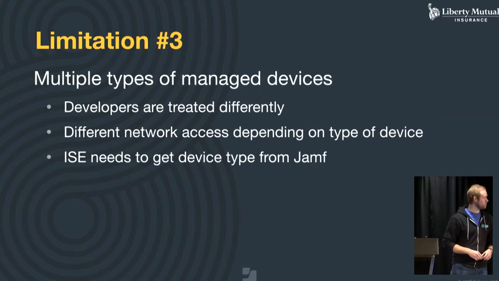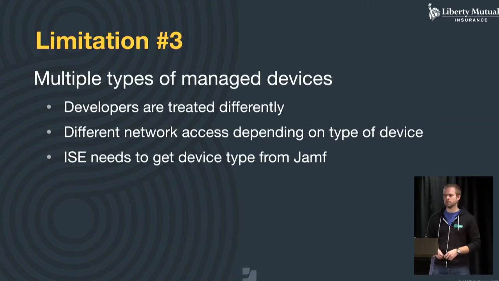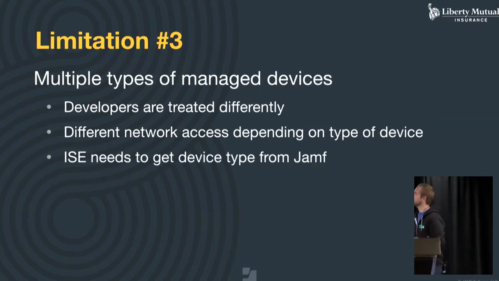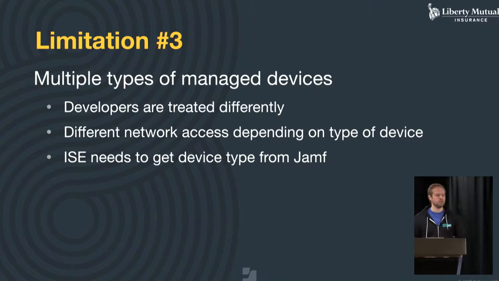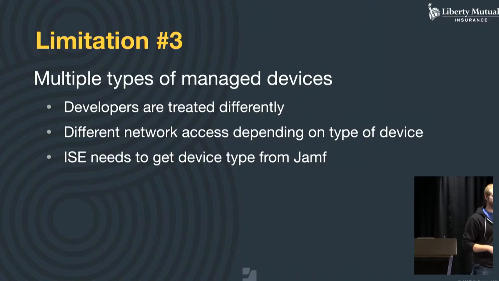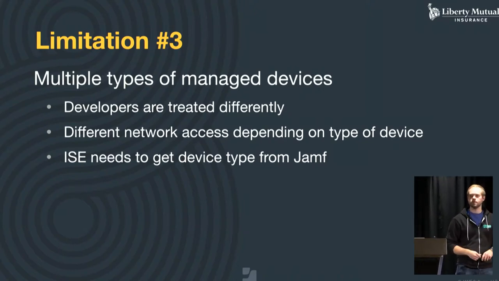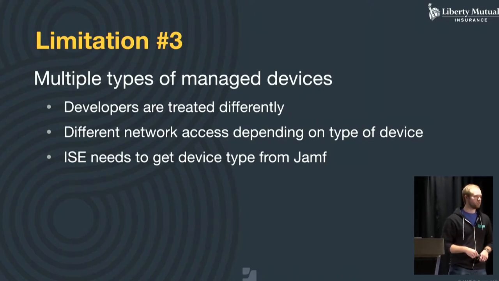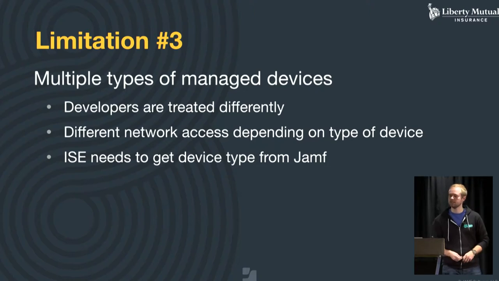And then finally, the multiple types of managed devices. So at Liberty, our largest population of Macs is developers. But we also have people in graphic design and marketing and other parts of the business, and we treat those populations of people differently. We have different networks for developers as opposed to regular employees. And the native integration doesn't really give you a way to tell between those types of devices. In Jamf, you can use extension attributes and groups and things to segment those devices, but none of that information actually carries over to ICE.